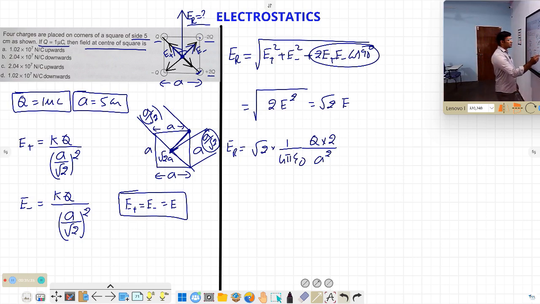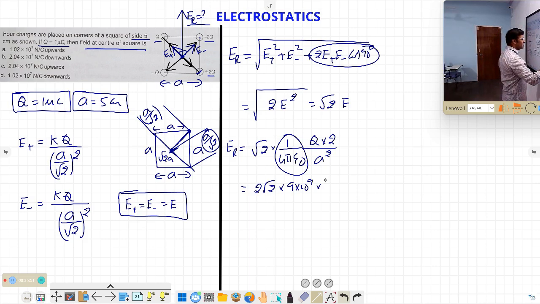Now if you observe this one, you have to calculate the value, because the values are given in terms of numerical values. So this I can write as 2 root 2 into 1 by 4 pi epsilon naught, which I can write as 9 into 10 power 9, into the charge. How much charge is given? Each charge is 1 microcoulomb, given in the question: 1 into 10 power minus 6.